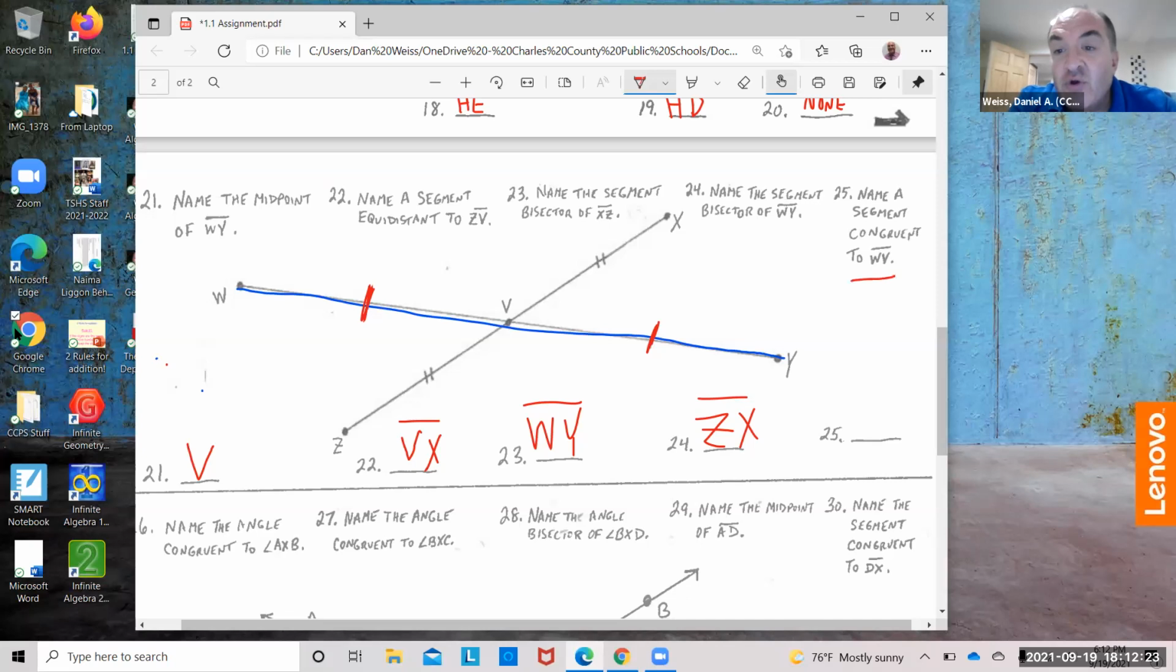Name a segment congruent to WV. That's going to be YV or VY, either way. Has to have the bar over it. If you put arrows, that's wrong, because line YV goes on forever, and that's certainly not equal to segment YV. You can't have a line ever congruent to a segment. Okay, that'll never work. All right.